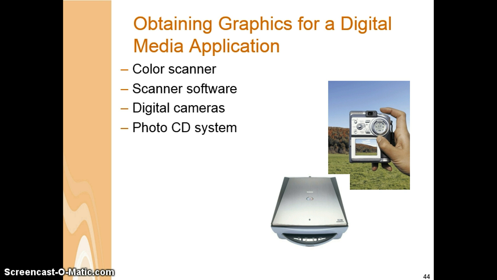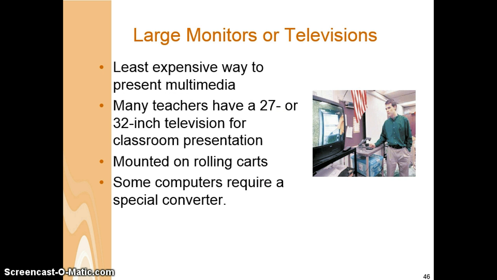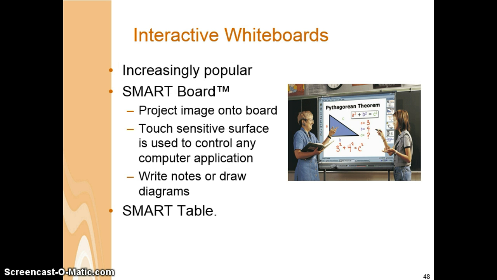Okay, these are some examples of digital media applications. How to obtain graphics from digital media: scanners, cameras, photo CD systems. Digital media web authoring software. Yeah, these are some examples. Large monitors or televisions, again just another way of how you can show graphics and video. Data projectors again project an image, it's big. I think every classroom has one. Interactive whiteboards.